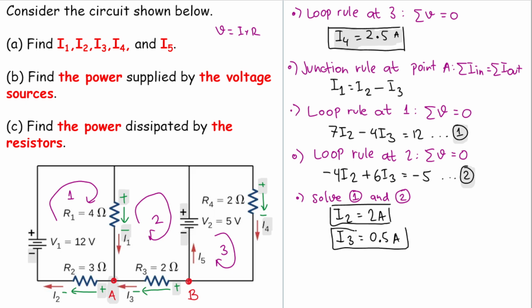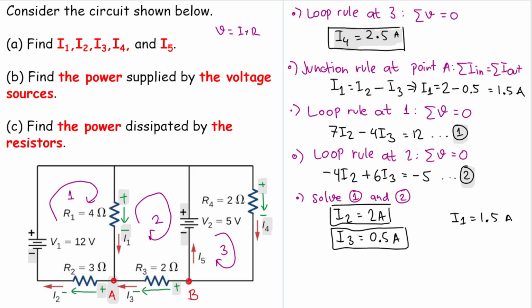But from here, we can calculate I1. I1 is I2 minus I3. So here we will have I1 is equal to 2 minus 0.5. Therefore, from here, I1 is 1.5 ampere, right? So let's write it here. So we'll have I1 is equal to 1.5 ampere.